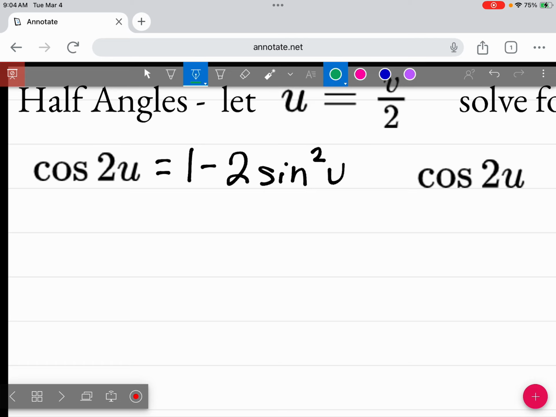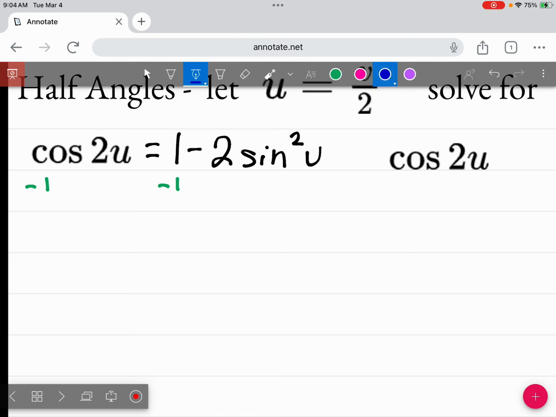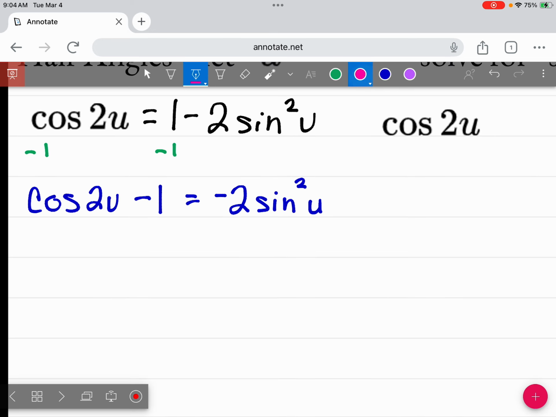So we're going to start by subtracting 1, minus 1. So we're going to have cosine of 2u minus 1 equals negative 2 sine squared u, right? I subtracted 1 from both sides. Getting sine by itself, divide by negative 2, be careful. So I divide everybody by negative 2.